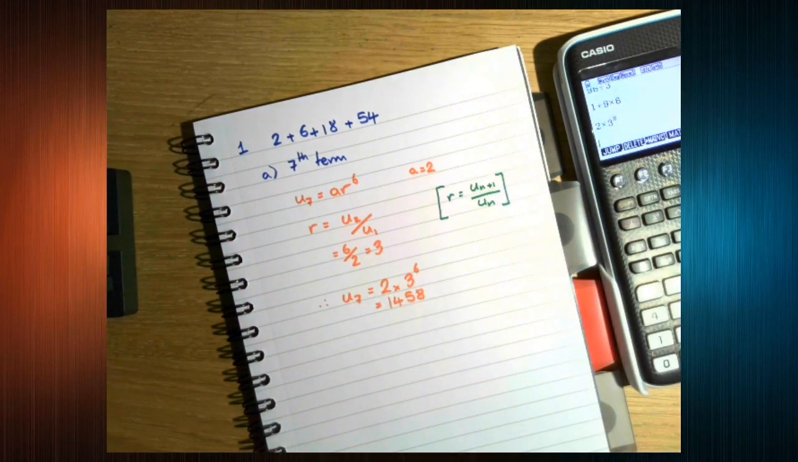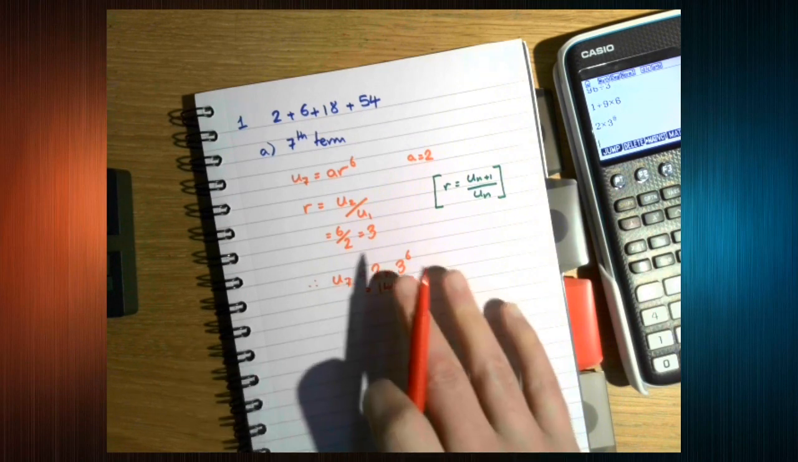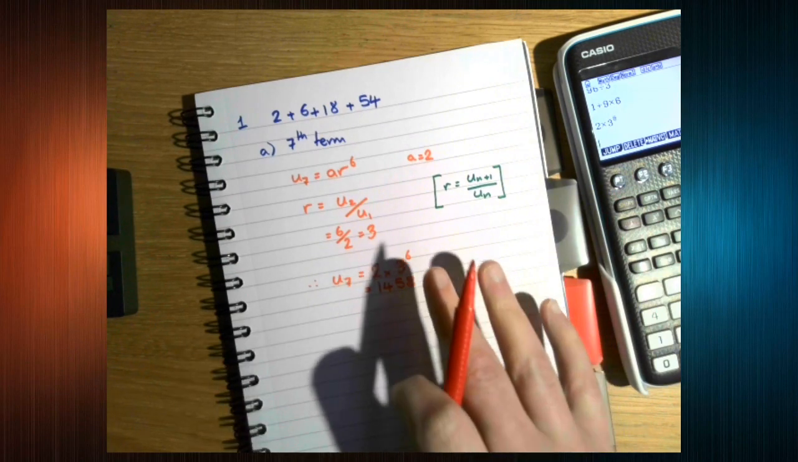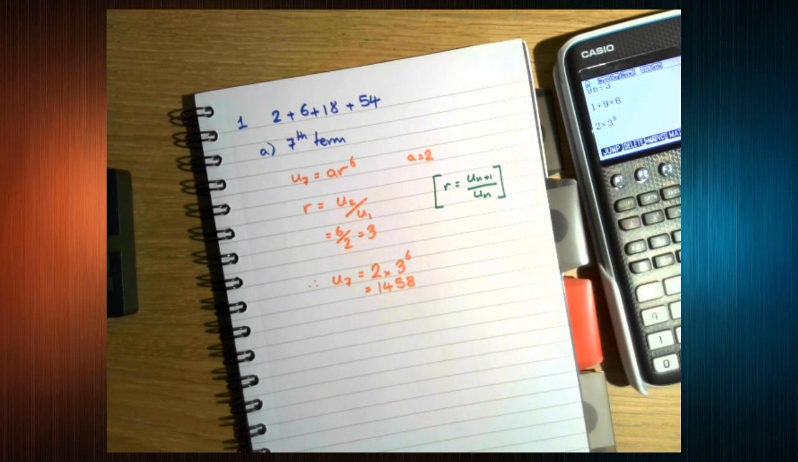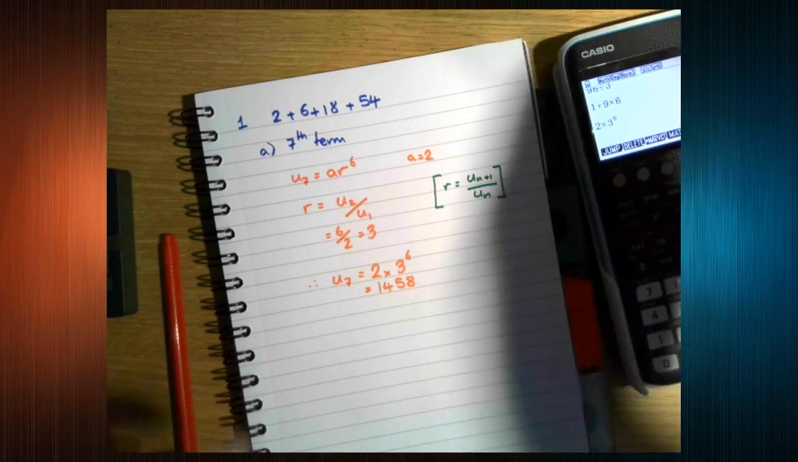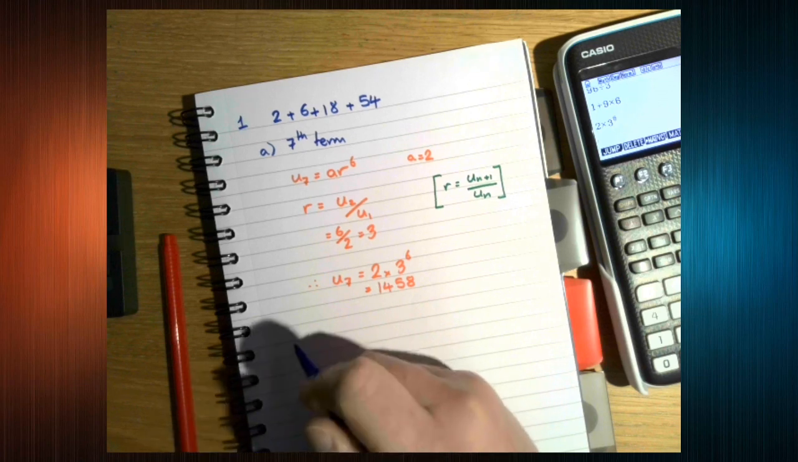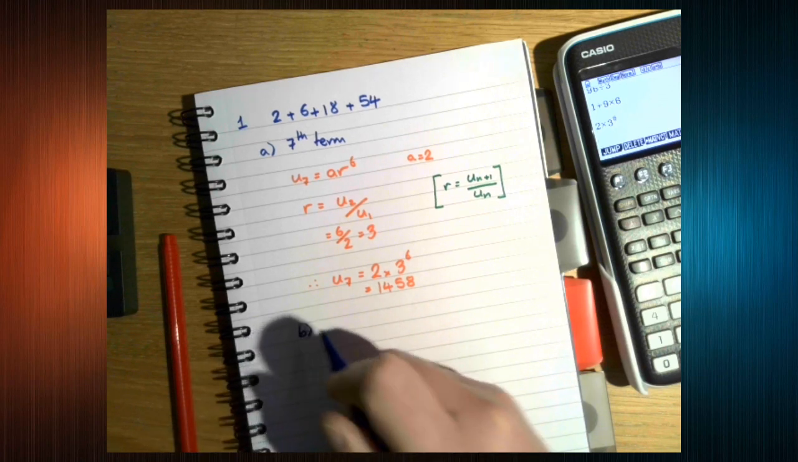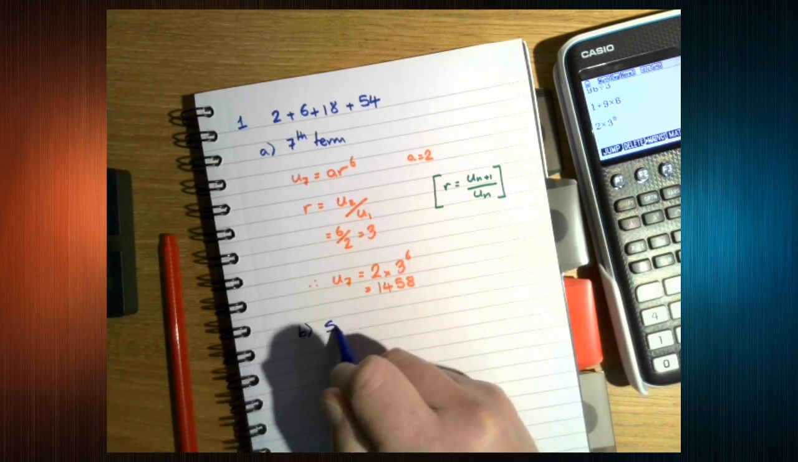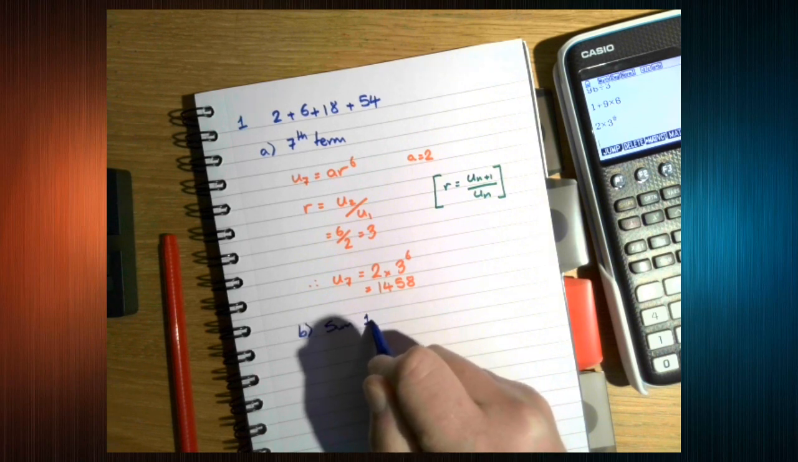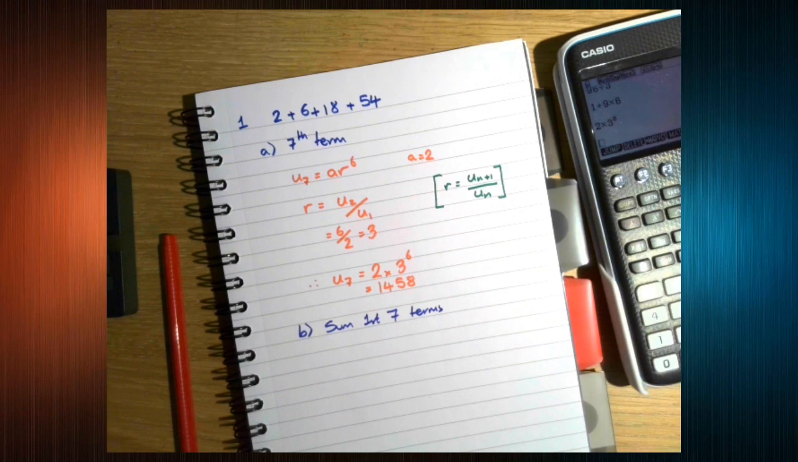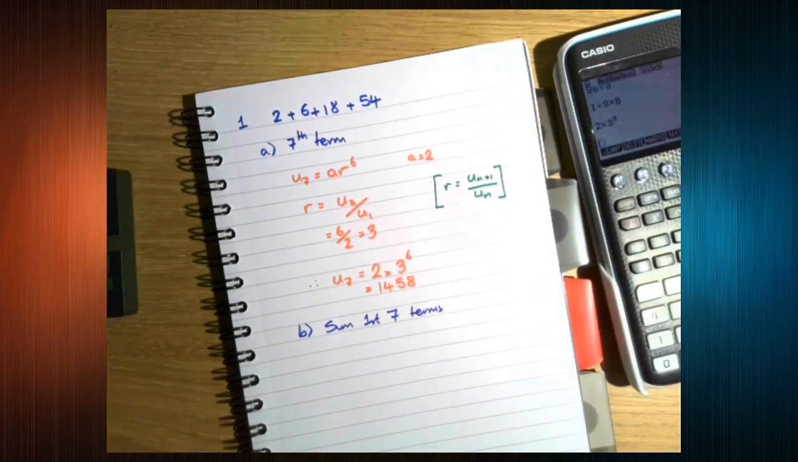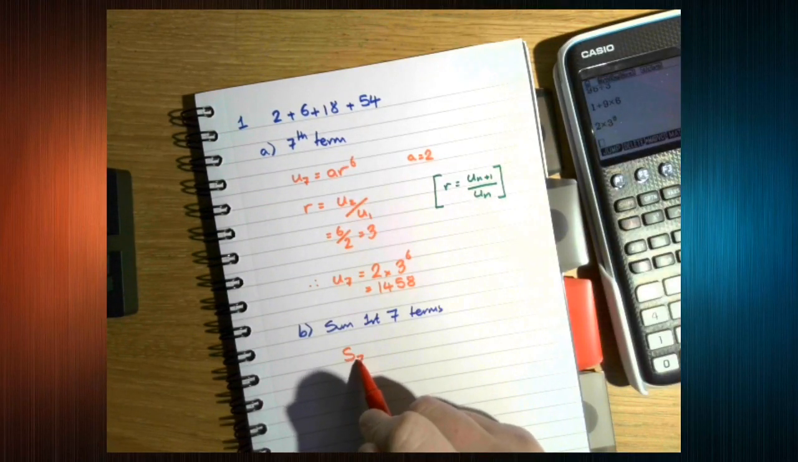Again, much like with the example we saw before, these numbers are going to be much, much bigger than arithmetic series. Next question, we want the sum of the first 7 terms. So we are looking to find S7.